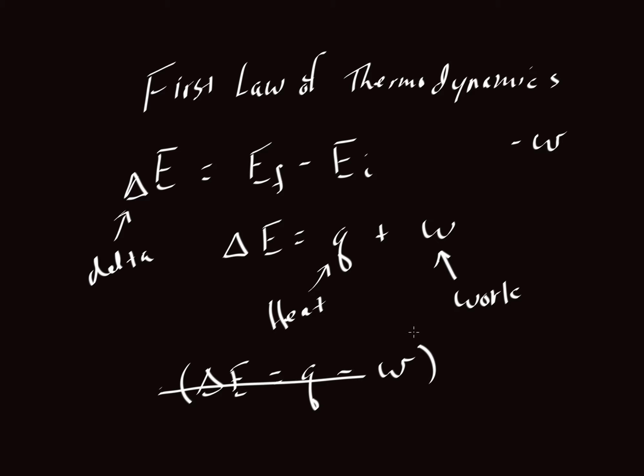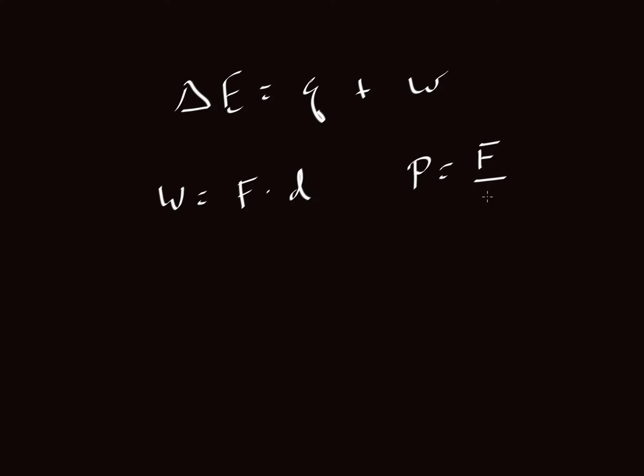So let's erase the chalkboard and come back to our equation here. So delta E is equal to Q plus W, heat plus work. Work is probably the easiest one to attack, so we'll do that one first. Work is equal to force times a displacement. So we'll just write displacement as D. But we can also rewrite force as a pressure. So pressure is some force divided by area. If we rearrange that, solving for force, we could say that force is equal to a pressure times area.